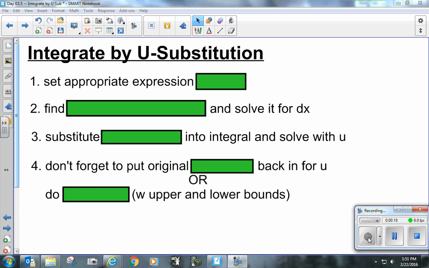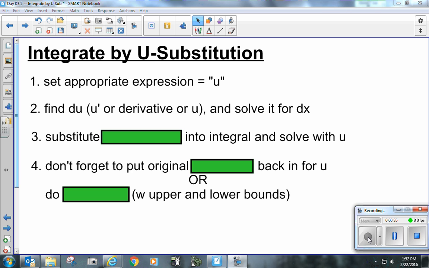Set the appropriate expression equal to u. Hence the title, u substitution. We're going to substitute a u in for our expression. Then we are going to find du, which is the same thing as u prime, or the derivative. It should say the derivative of u.